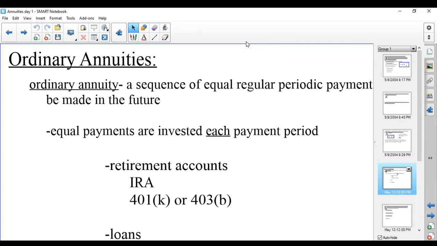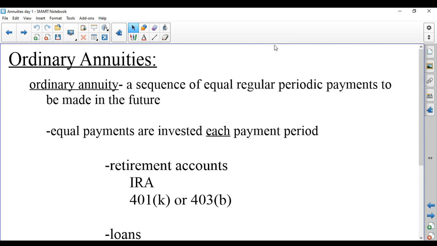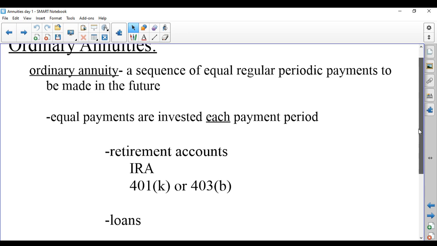This week, we're going to build off of the compound interest work that you did last Thursday and talk about ordinary annuities. By definition, an ordinary annuity is a sequence of equal, regular, periodic payments to be made in the future. There are lots of annuities that we see in real life.